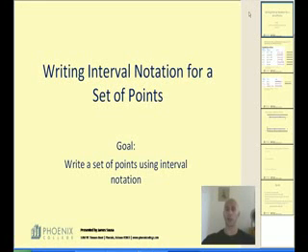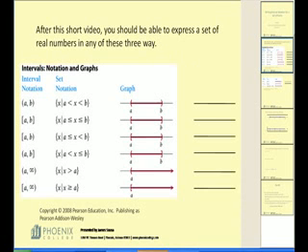Writing interval notation. Our goal today is to write sets of points using interval notation. We've already written sets of points by using graphs and inequalities, but today we want to learn how to do it using something called interval notation. And once you learn it, I think you'll like it. Let's go ahead and take a look at the definition of interval notation.